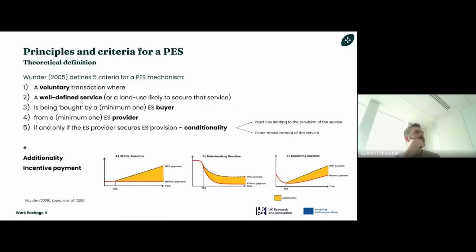And along with it, there are 2 underlying principles that are not included in this definition, but that are often cited along. This is first additionality, which refers to the fact that the identified ecosystem service is provided only if there is a payment. So the mechanism has to allow to go beyond the reference scenario. This means, for example, increasing the provision with the payment, or reducing the degradation of the provision of the service, or in the last case, improving further the provision of the service.